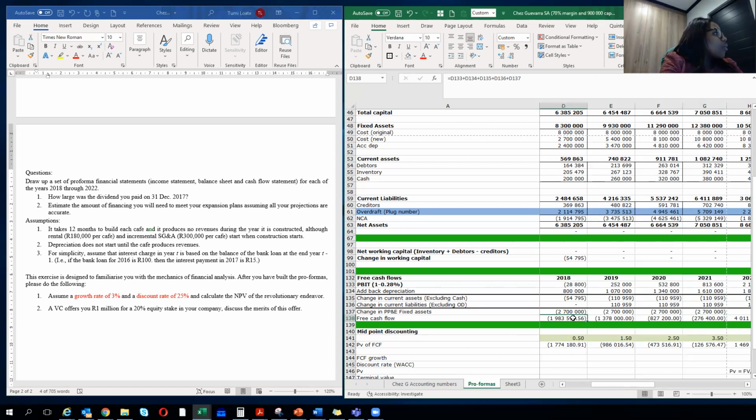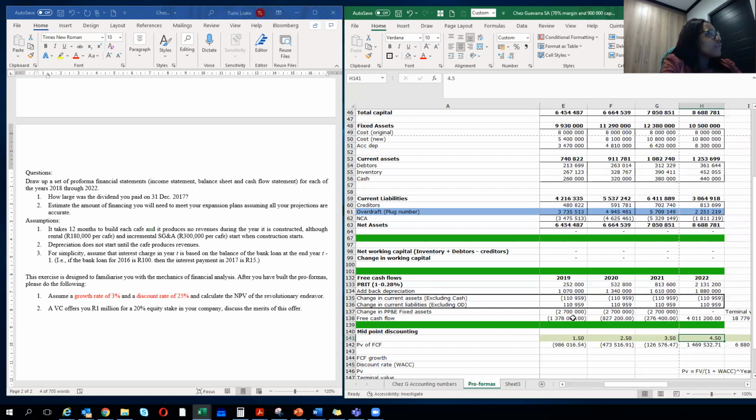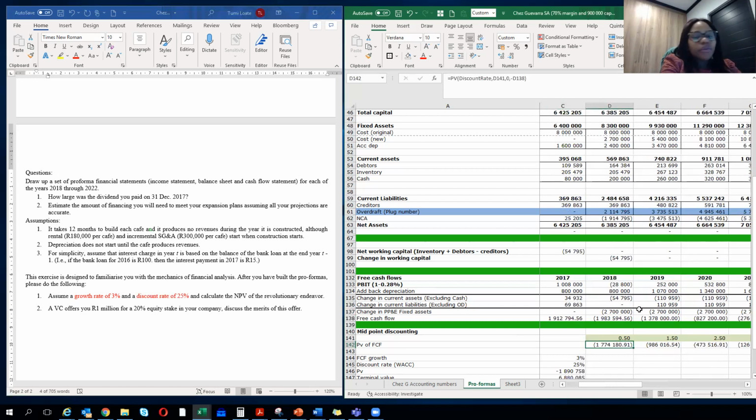Okay, so now what we're going to do is if we use midpoint discounting, we're starting off in 2018, we're going to use 0.5, 1.5, 2.5, 3.5, 4.5, and then I'm going to PV each of these. If you remember how I showed you how to do a present value calculation, you use the Excel formula, the PV formula, you bring in the rate of 25%, which is the rate they've told you here in the question.